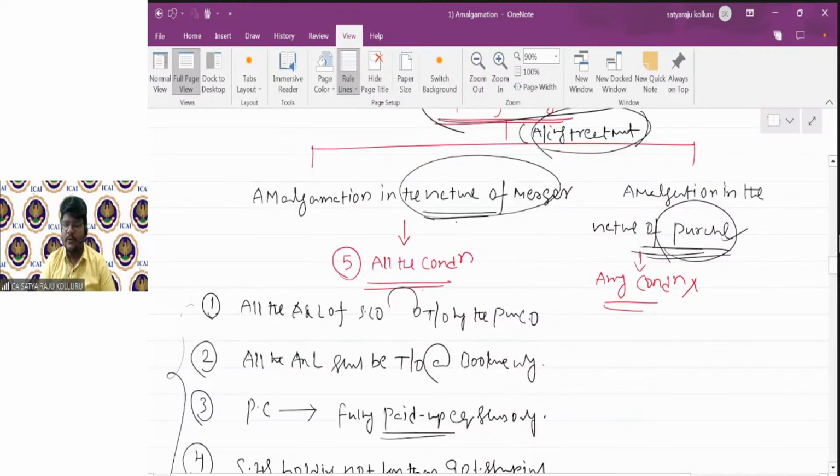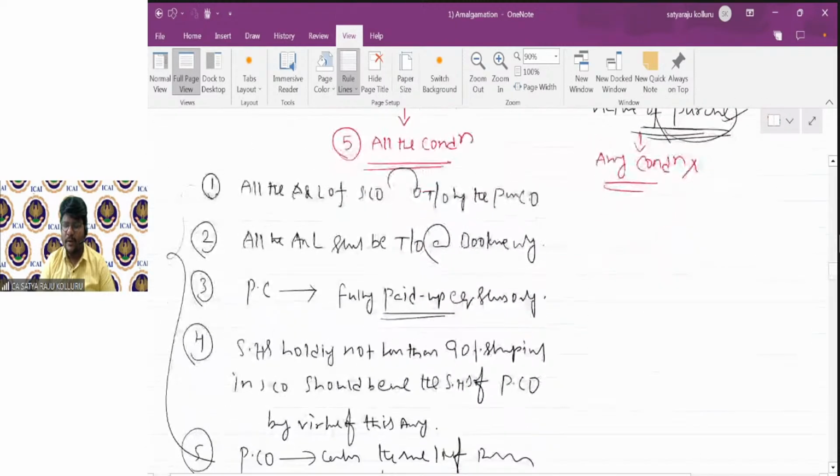A particular amalgamation is said to be an amalgamation in the nature of merger if all of the five conditions are satisfied. First, all the assets and liabilities of the selling company should be taken over by the purchasing company, and all at book values only. Second, the purchase consideration should be discharged only in the form of fully paid up equity shares by the purchasing company to the selling company, and shareholders holding not less than 90% of the share capital in the selling company should become shareholders of the purchasing company through this amalgamation.